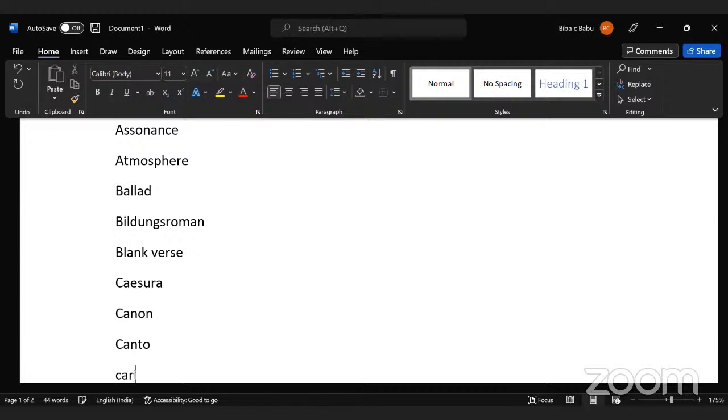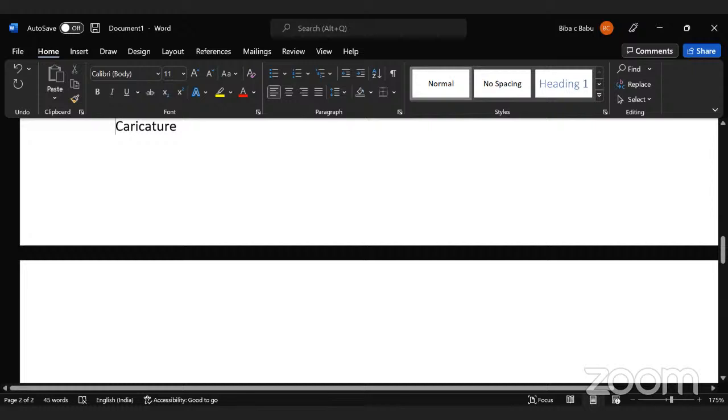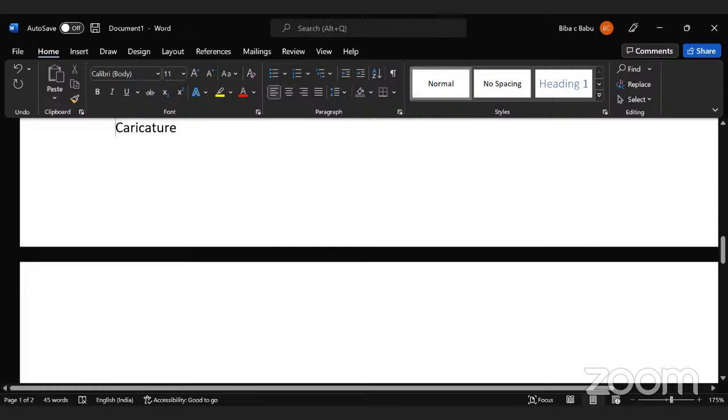The next is caricature. Caricature is an exaggeration of certain features of a subject. It's an exaggeration. For example, you know cartoon, right? You might have seen a lot of cartoons. Drawing.